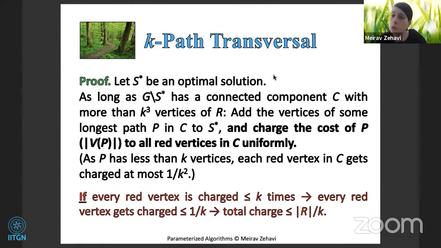And then eventually we look at what is the charge that we got overall. We can see that this is the size of R over k, so this is the number of vertices that we added. We already said that every time we do this charging operation, every red vertex gets a charge that is at most 1 over k squared.